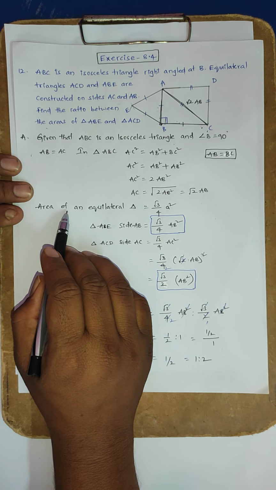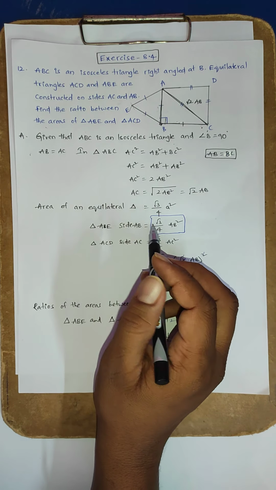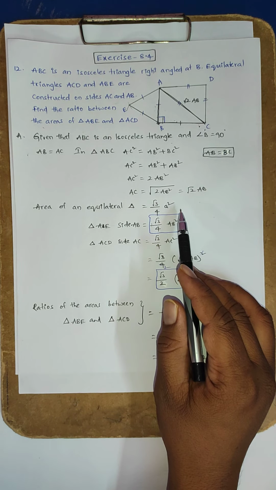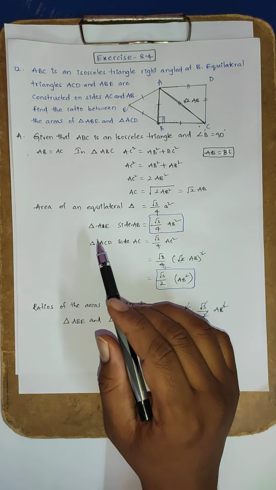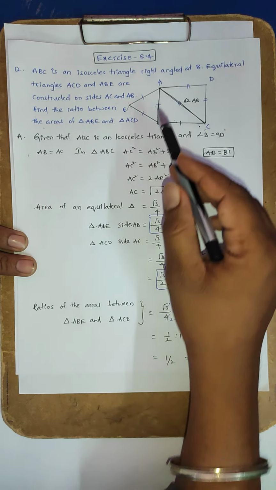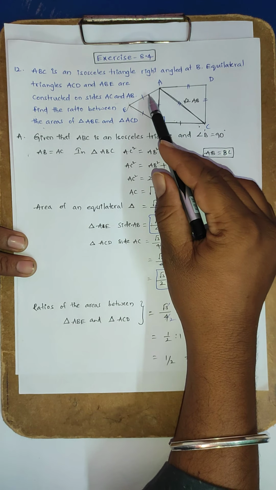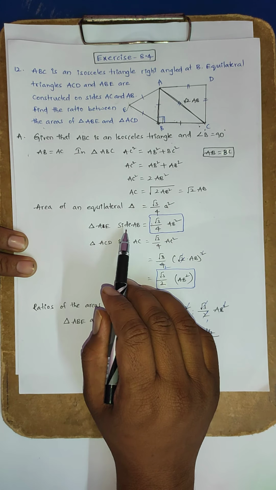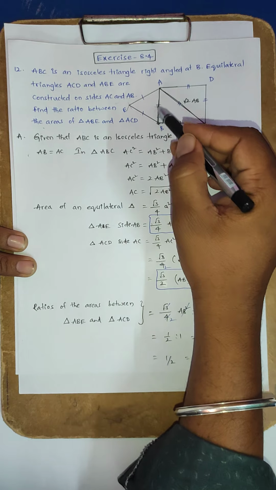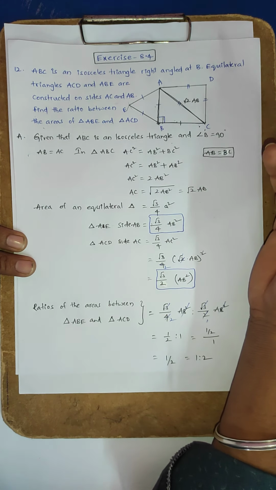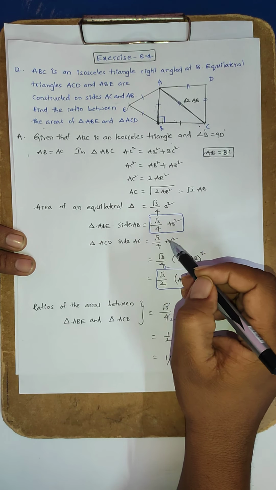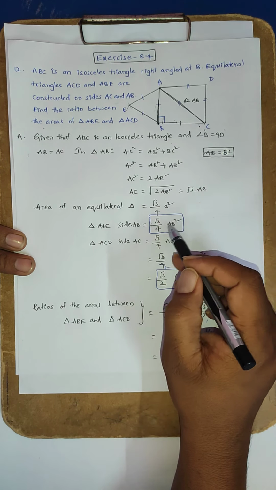Now the area of an equilateral triangle. The area formula for any equilateral triangle is root 3 by 4 times side square. Triangle ABE area: ABE is an equilateral triangle, and the length of AB, how much it is we don't know. So the area is root 3 by 4 times AB square.